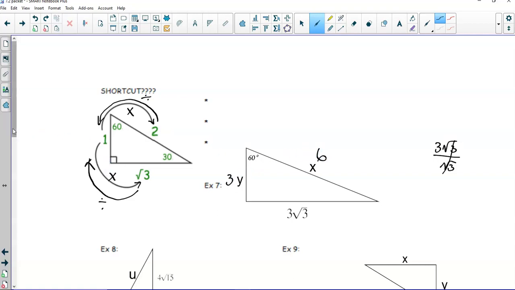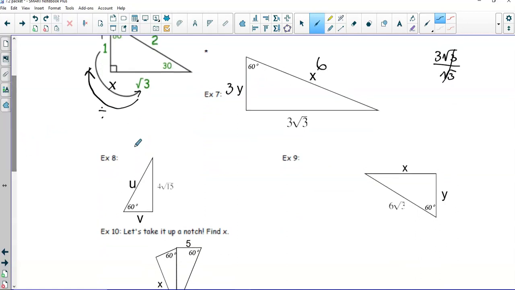Let's do that again. Example number 8. Right here, I'm here. I want to go backwards, so I divide by the square root of 3. So 4 square root of 15 divided by the square root of 3. Notice inside by inside. So what is 15 divided by 3? Well, that would be 5. So that would be equal to 4 square root of 5. So now I know what V is. V is 4 square root of 5.